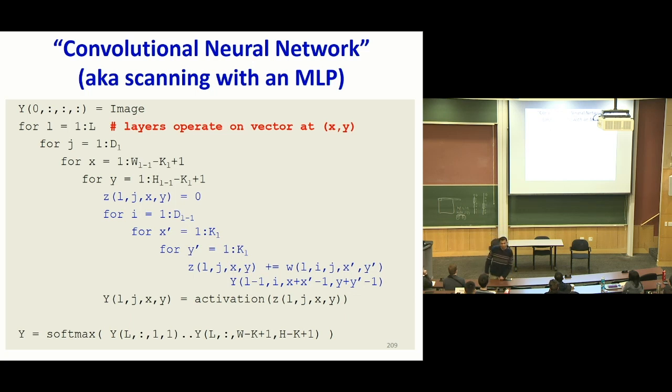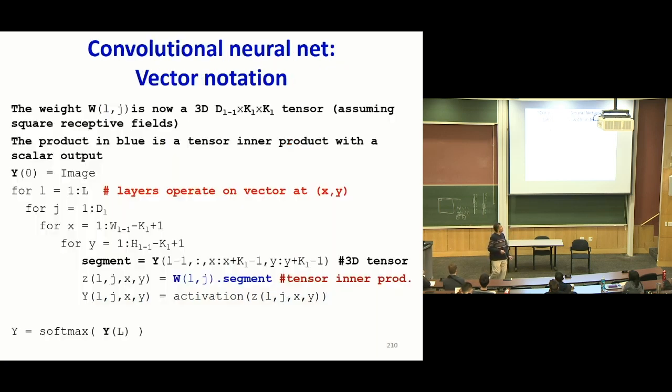A convolutional neural network is nothing but an MLP that's scanning the input for patterns. But typically what we will do is we'll scan the input at finer and finer resolutions as we go through the network, right?